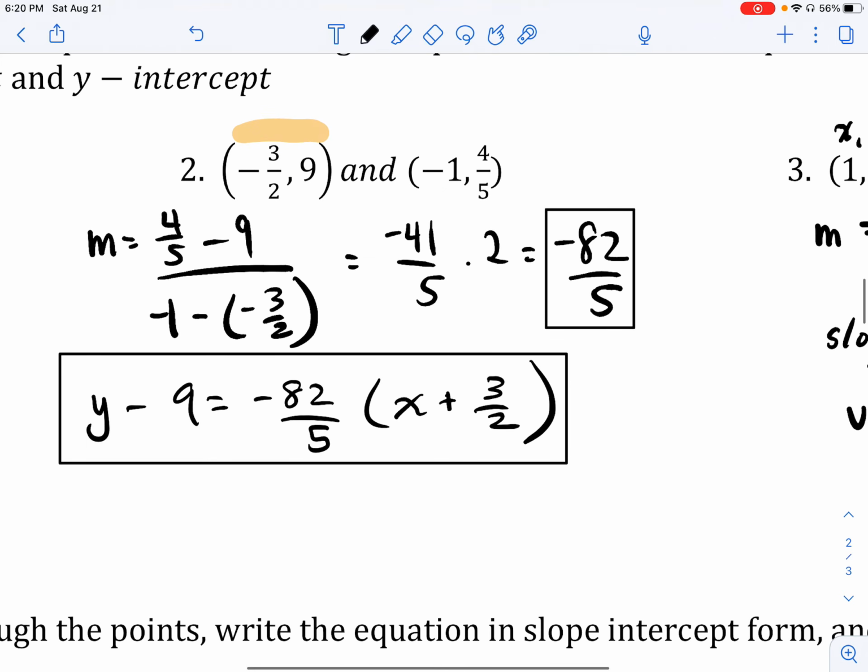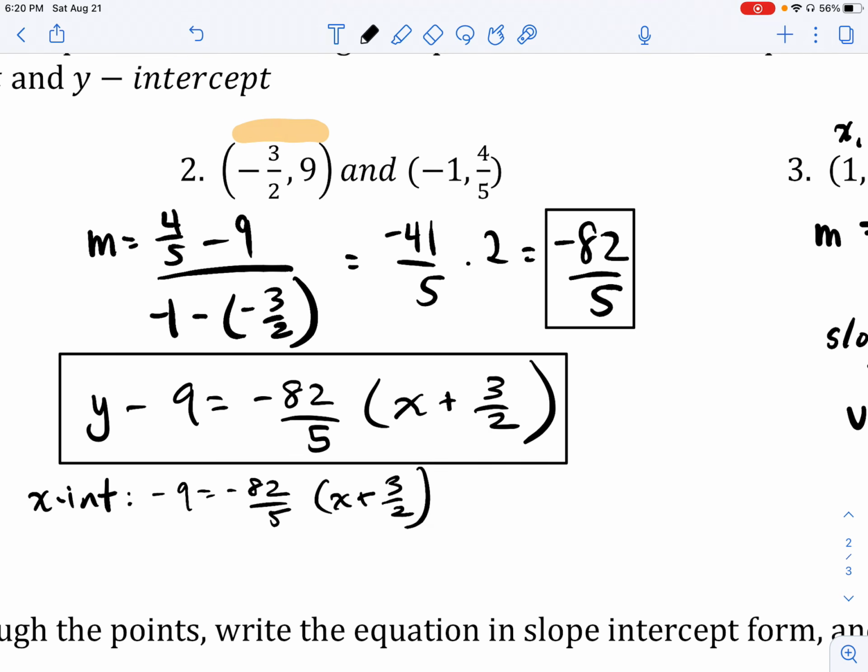Well, again, if you remember, the x-intercept is when y is equal to 0. So we're going to plug y equals 0 into the above equation, which gives me this. And if we continue to solve here, you should get x is equal to negative 39 over 4, in which case your x-intercept then is negative 39 over 4, comma, 0.